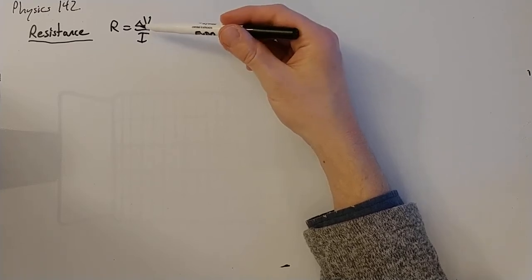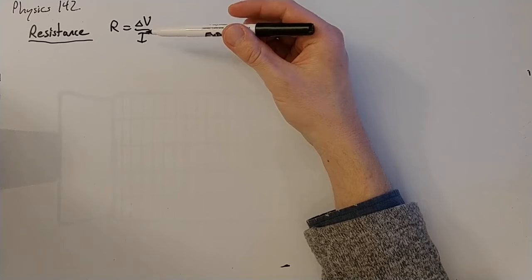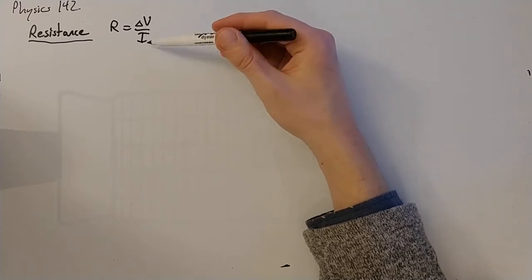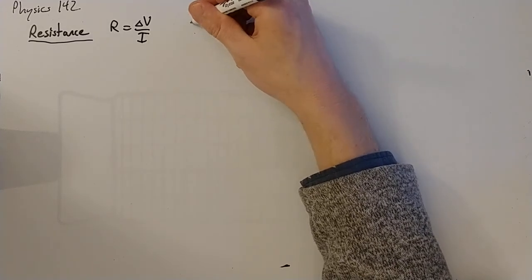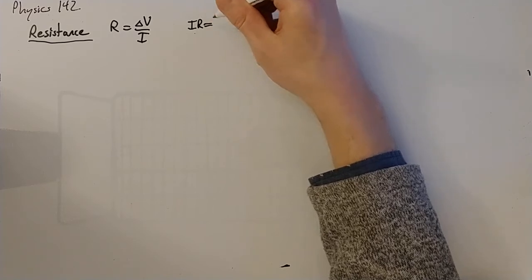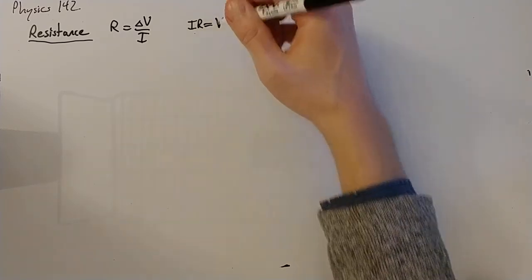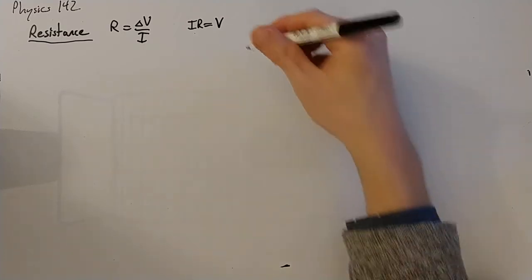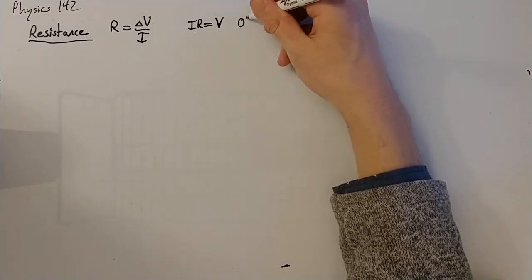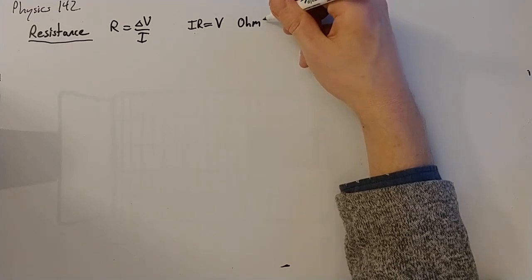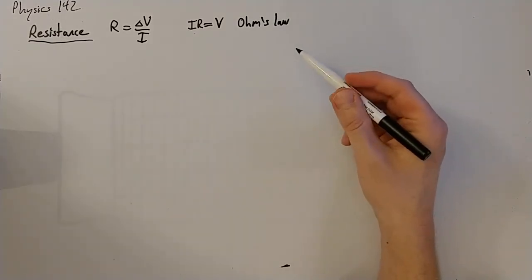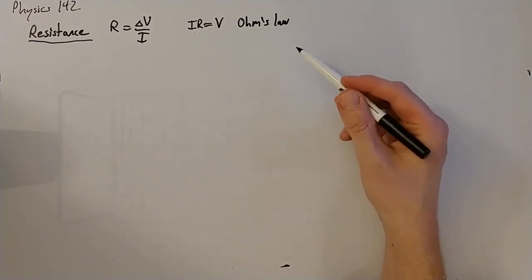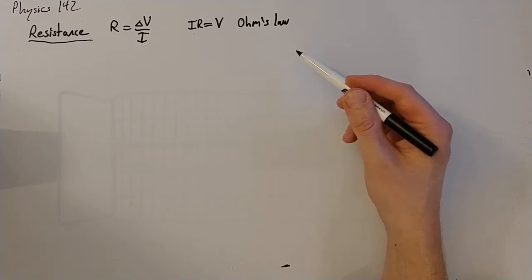Now, the more common way that this often gets represented is that people will multiply this I over and write that I times R equals V equals the change in potential. This gets a special name. It's called Ohm's law. But I just want to point out one specific caution: Ohm's law actually only applies sometimes. And so what do I mean by that?